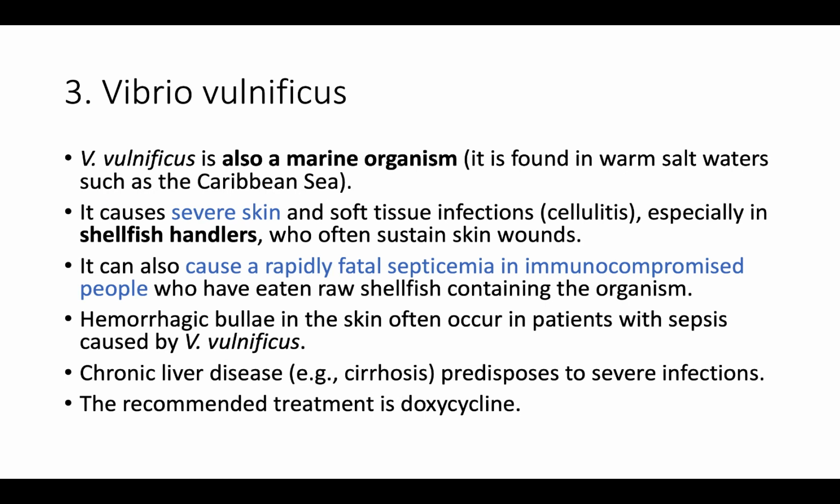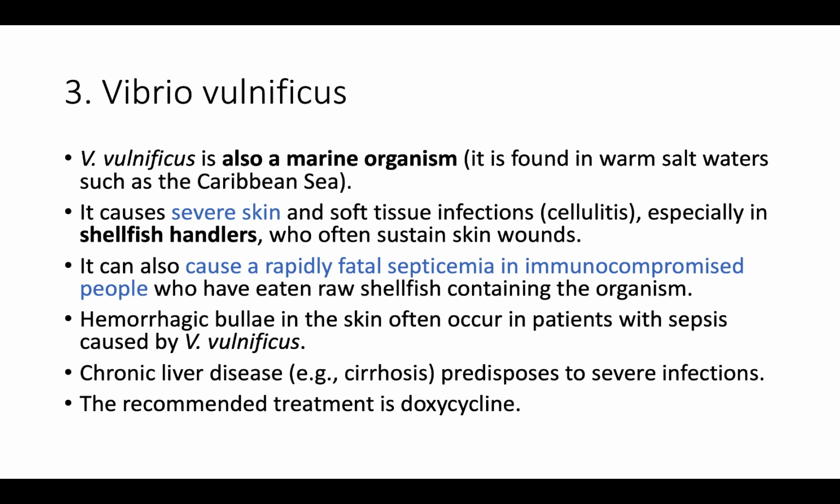Vibrio vulnificus is a marine organism as well. It causes severe skin problems, cellulitis, in people that handle shellfish. They clean shrimp, for example, use a knife, and can cut themselves and keep going. So the wounds on the hand might become a breeding ground for this infection. So it can cause severe infection, cellulitis, in this kind of case.